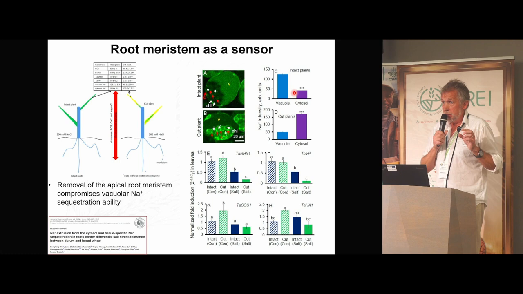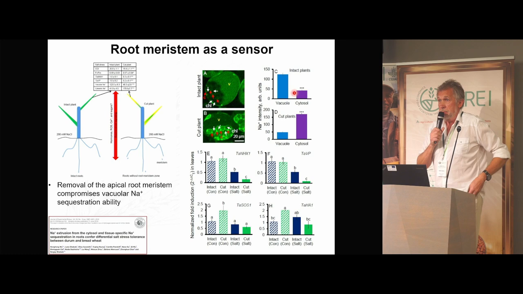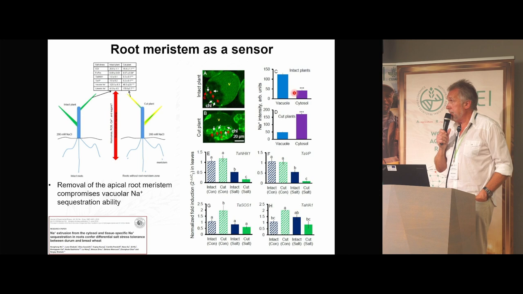So what we really need to do now is look at the nature of this signal. So what is produced by the meristem? My best guess and advice to the student was, oh, it's probably cytokinins, because we all know that the root apex is a major source of cytokinin production. We tried to complement it, it did not work, so it's something else. It can be mRNA, it can be any plant hormones, whatever.